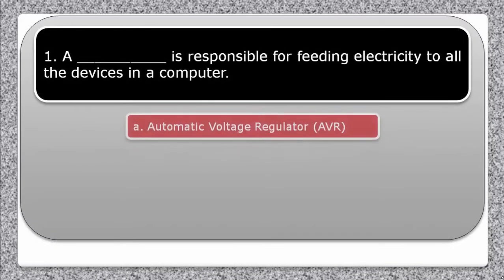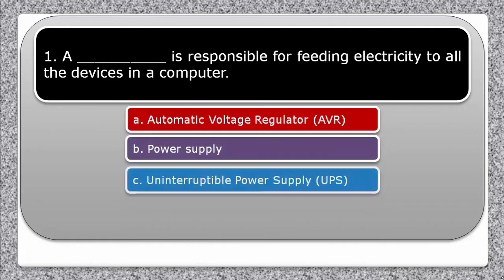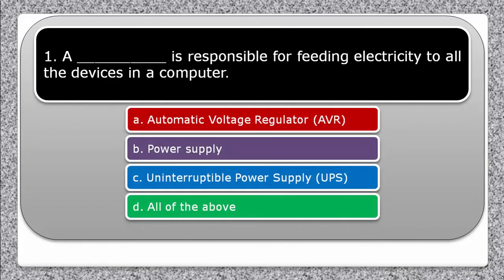Number 1. A blank is responsible for feeding electricity to all the devices in a computer. Letter A. Automatic voltage regulator. Letter B. Power supply. Letter C. Uninterruptible power supply. Letter D. All of the above.